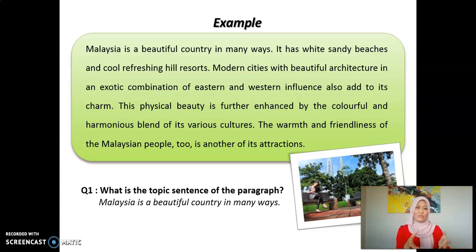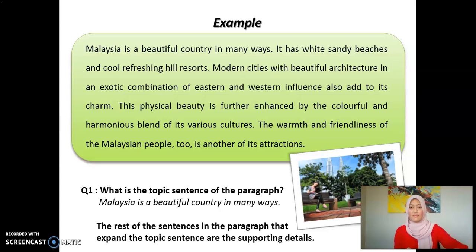Malaysia is a beautiful country in many ways. Why? Because it contains the umbrella statements of the remaining sentences in this particular paragraph. The rest of the sentences in the paragraph further expand the topic sentence, and they are called supporting details.